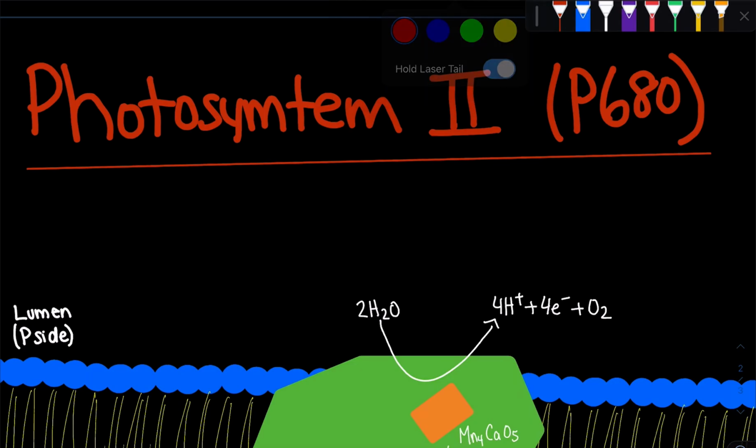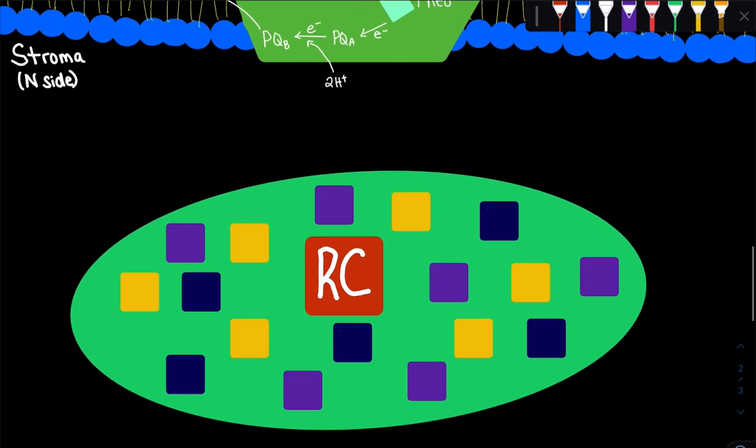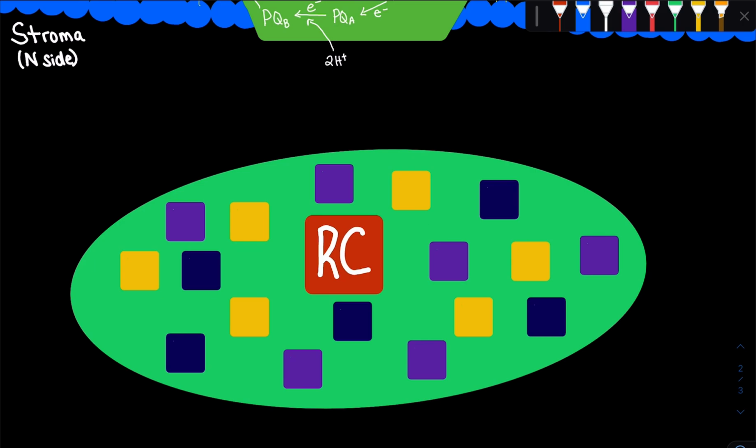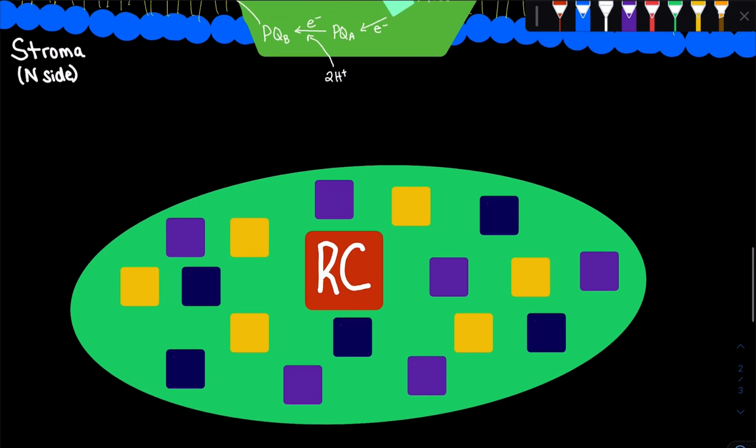Photosystem 2, or P680, is the first photosystem within photosynthesis. But what is a photosystem? A photosystem is essentially the structure that is composed of a reaction center, various pigment molecules, and other complexes and other molecules we'll get into. But essentially, the purpose of a photosystem is to capture light energy, transfer that energy, and turn a bad electron donor into a good electron donor.